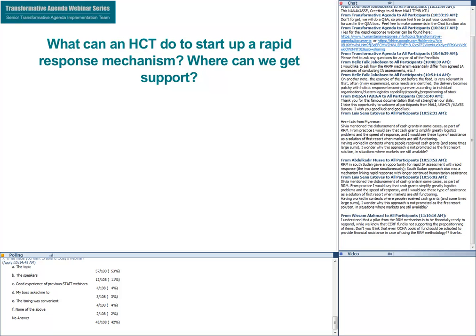But we will continue from the interagency perspective to look at this and continue to think about the ways that we at the global level can support this going forward. Thank you.